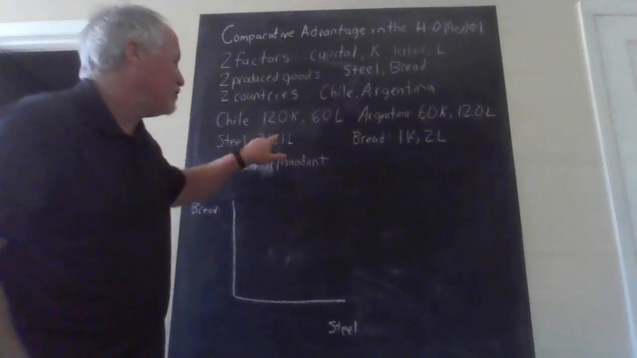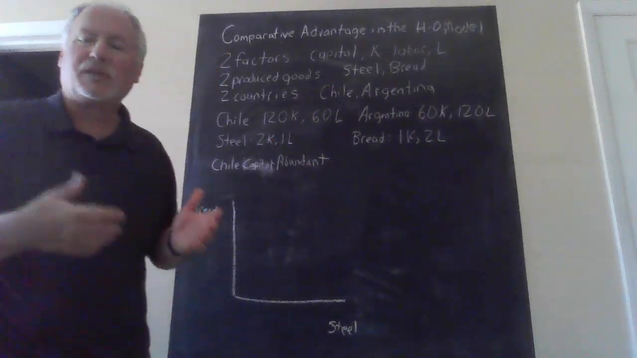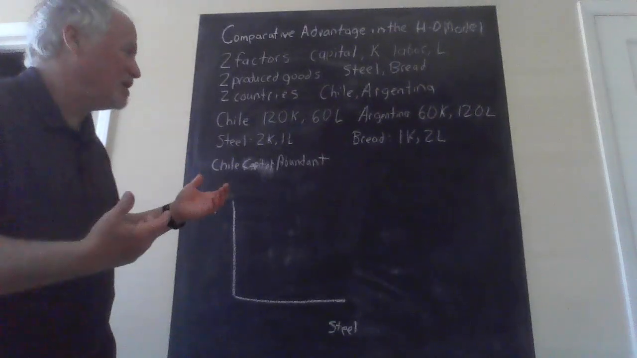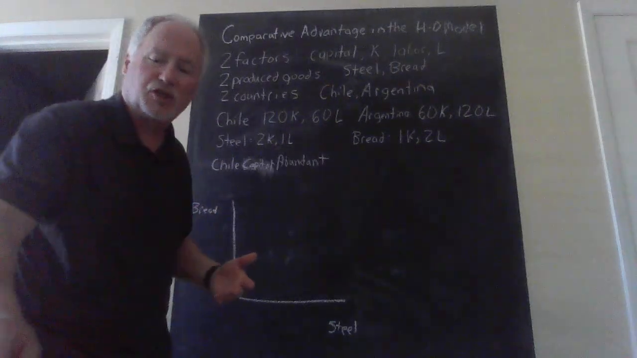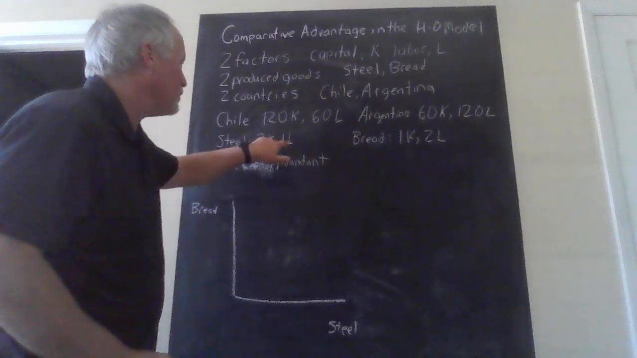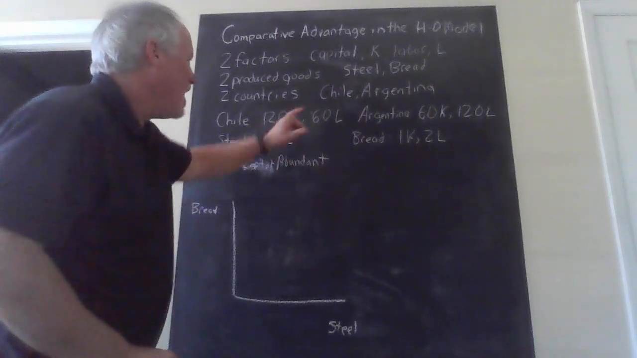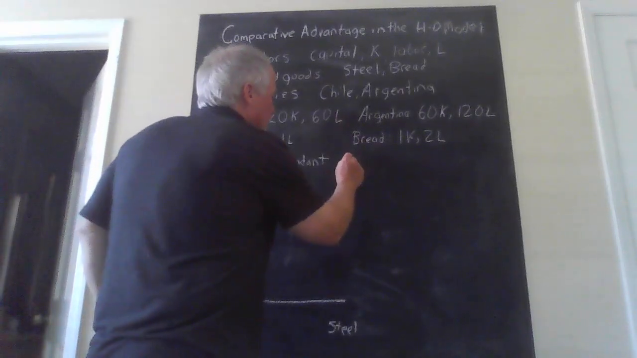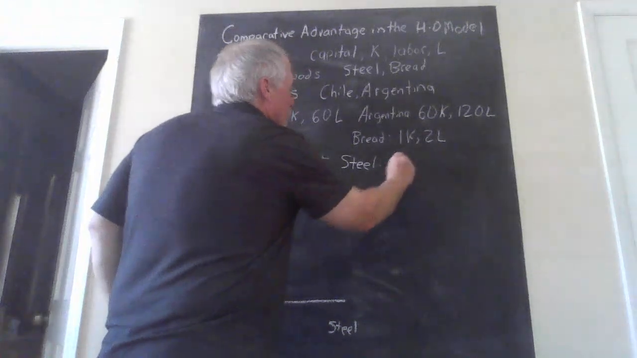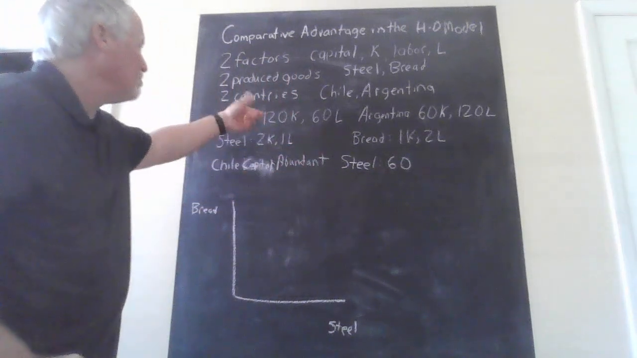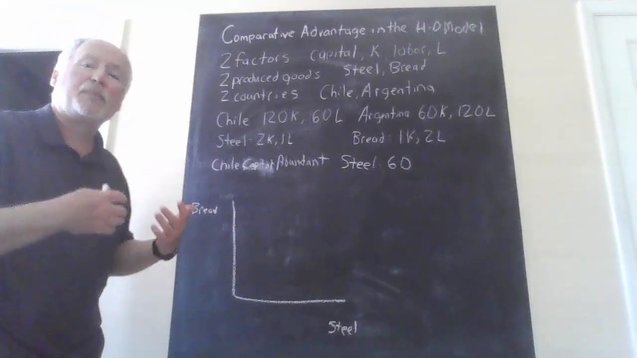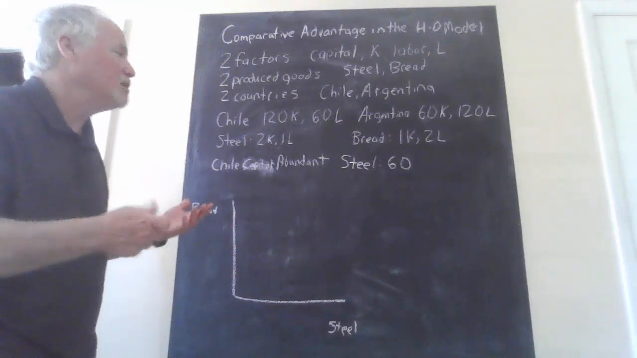Now, since I've laid out the formulas here, we can illustrate this by saying, well, suppose Chile wants to produce steel and only steel. How much steel could Chile produce? Well, they need to take 2 units of capital and 1 unit of labor for each unit of steel. And you look at those ratios there. If they produce only steel, they can produce 60 units. Because they take 60 times 2, that's 120. 60 times 1, that gives us the 60. So they have enough capital and labor to produce 60 units of steel.